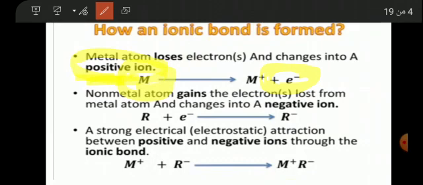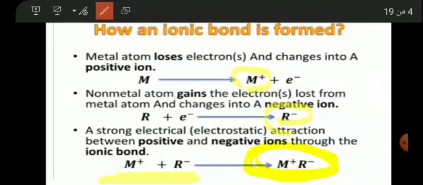Number 2, the non-metal atom gains the electrons lost from the metal and changes into a negative ion. So here we have the positive ion of the metal atom and the negative ion of the non-metal atom. A strong electrical or electrostatic attraction between the positive ion and the negative ion forms what? It forms a molecule. The bond in this molecule is, children, an ionic bond.